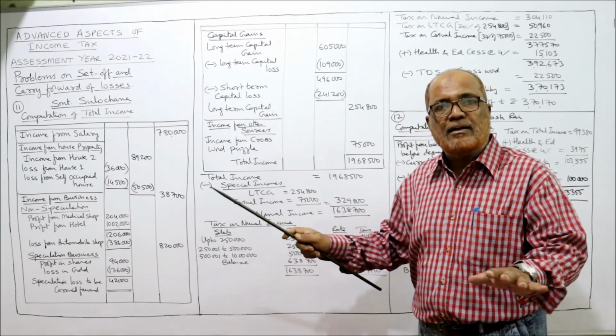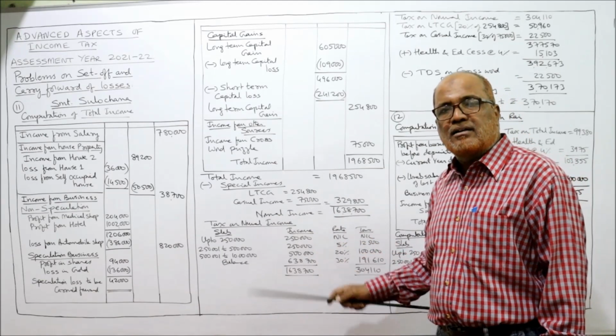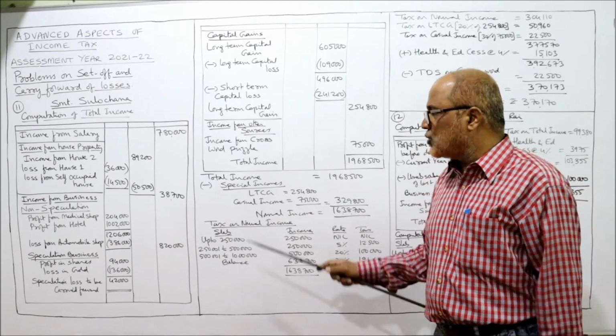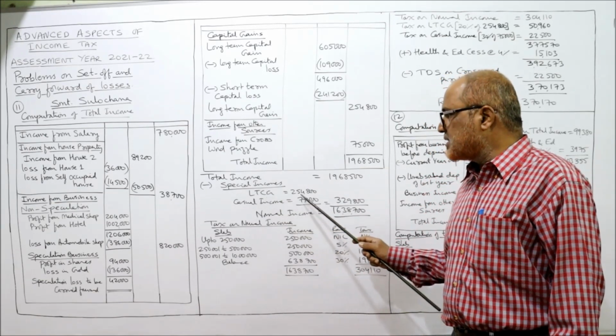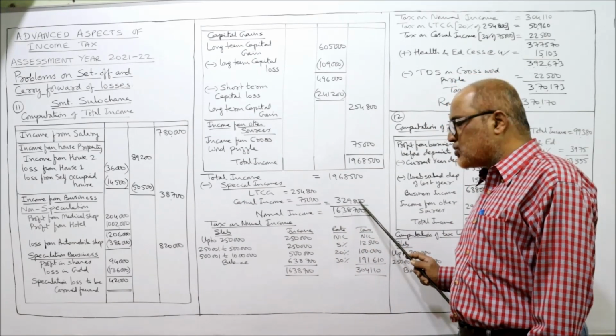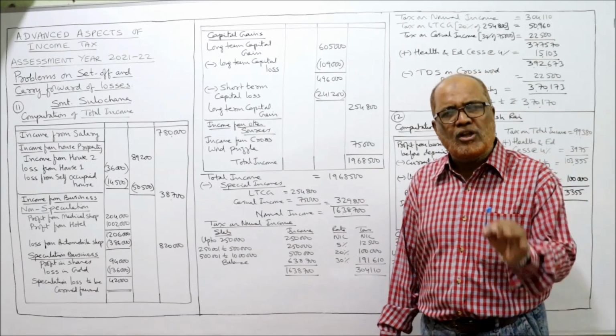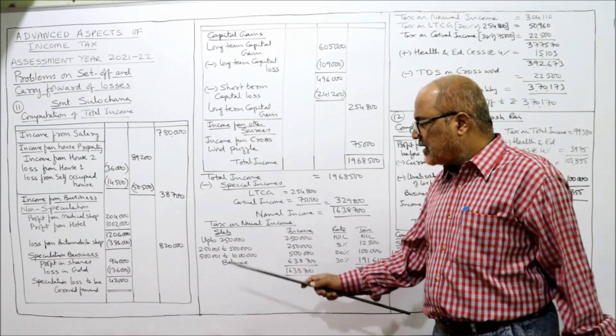So first of all, we deduct. Total income 19,68,500. From this we deduct the special income and casual income. Special income, LTCG, and casual income 75,000. Deduct 3,29,200. So normal income is 16,38,700. This is the normal income. On this normal income, the slab system applies.